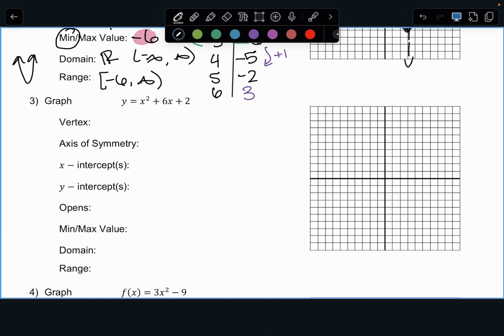Just be careful, your vertex, your x coordinate should be -3. Start there. Yes, that's good. Should be -3 and then plug it in.